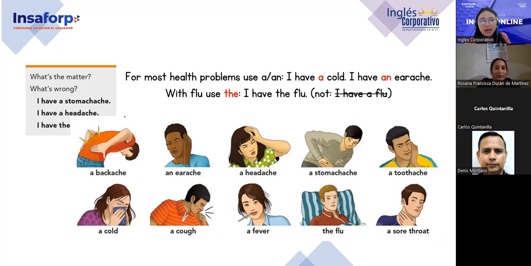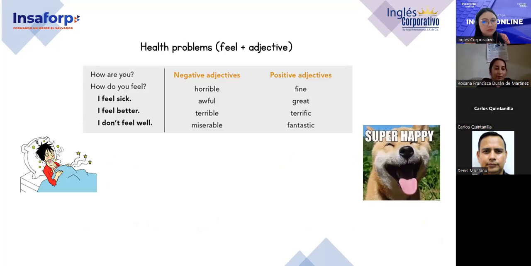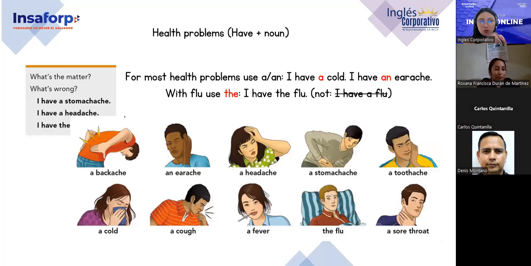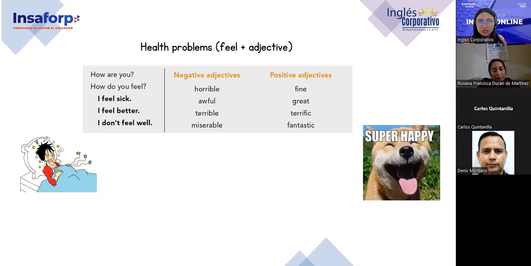Ocupemos otro verbo. I have, yo tengo. Porque no siempre vamos a ocupar yo tengo. Yo me siento. Esto es cuando ya me preguntan, ¿cómo estás? ¿Cómo te sientes? Vean la diferencia en preguntas. What's the matter and what's wrong? ¿Qué te pasa? Yo tengo. ¿Cómo estás? ¿Cómo te sientes? Me consultas sobre cómo me siento, cómo estoy.